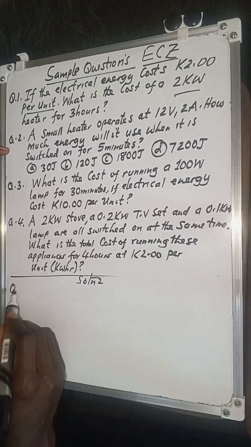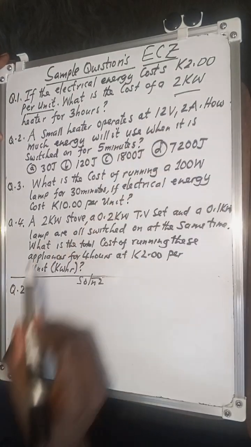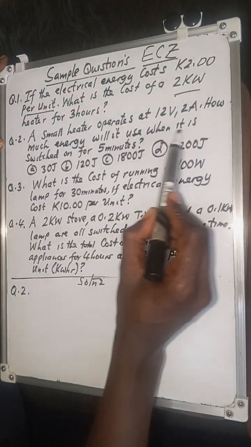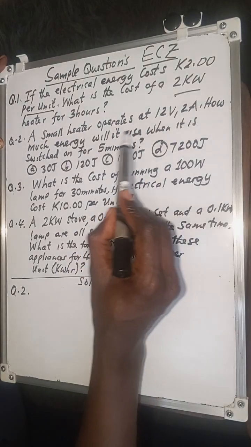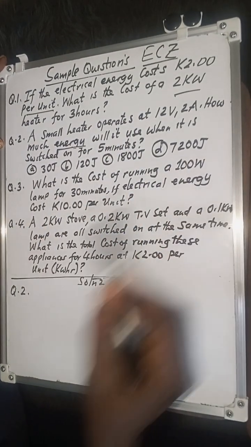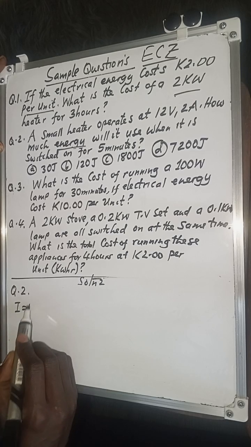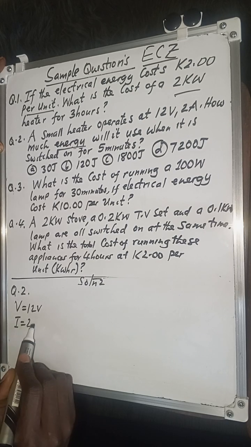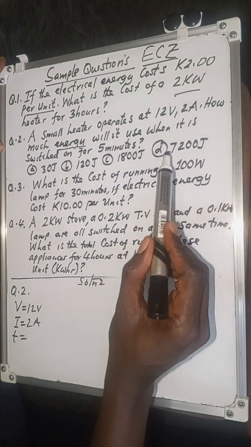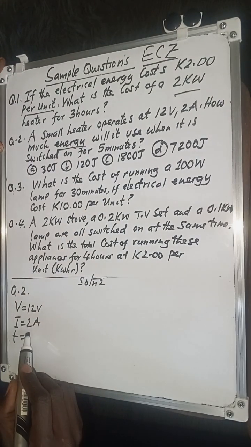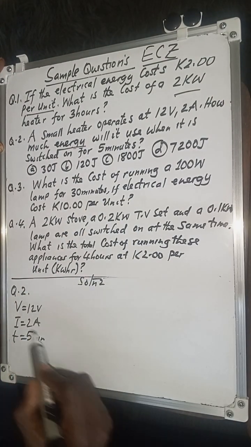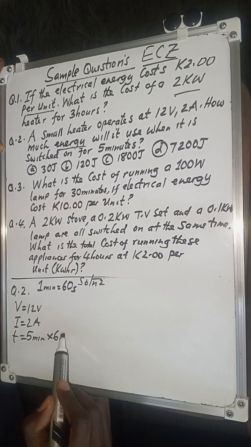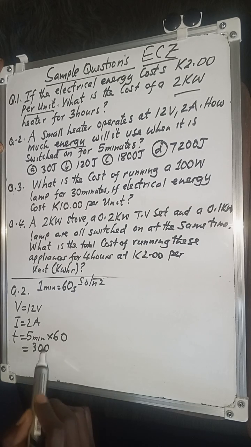Question number 2 says that a small heater operates at 12 volts, 2 amps. How much energy will it use when it is switched on for 5 minutes? They just want you to find the energy, and this was a multiple choice. So what have they given you? The voltage, which is 12 volts, the current, which is 2 amps. And they have told us for how long the appliance was operated. It's 5 minutes. Remember you convert this to seconds. 1 minute is equal to 60 seconds, so multiply this by 60. That will give you 300 seconds.